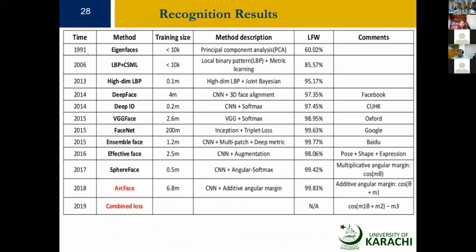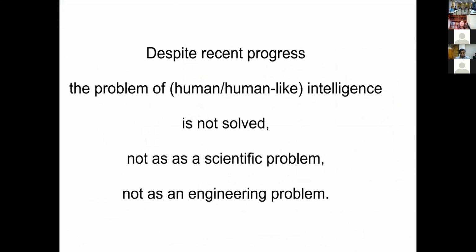and you can see from 1991 to 2019, with ArcFace and combined methods, it's 99% accurate. In 1991, it was 60% accuracy, and in 2019, it's 99% accuracy. So this is how the technology works, and this is why we need to work on this software. This is the national requirement of our nation. In the end, I would like to say that despite these recent progresses, the problem of human or human-like intelligence is not solved, not as a scientific problem, not as an engineering problem. You need to think like a human to solve all these problems.